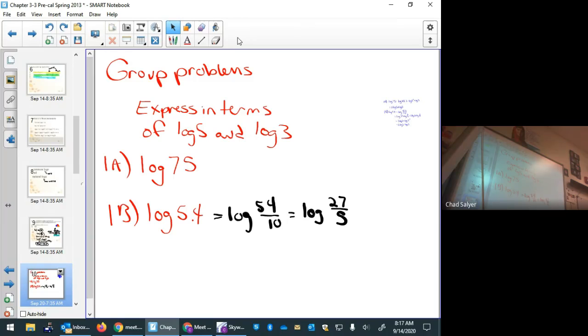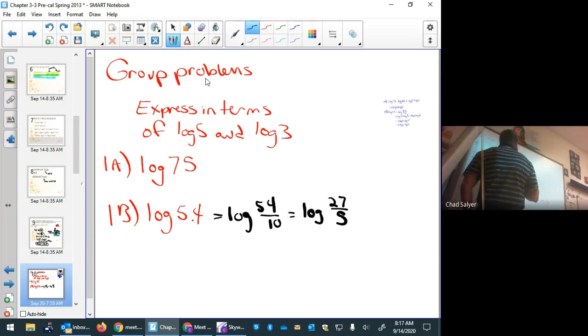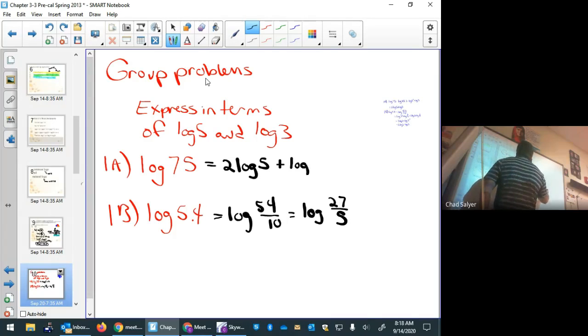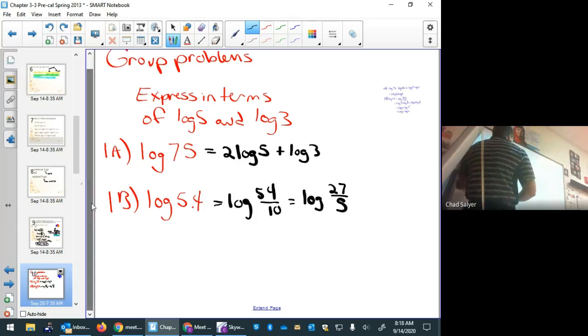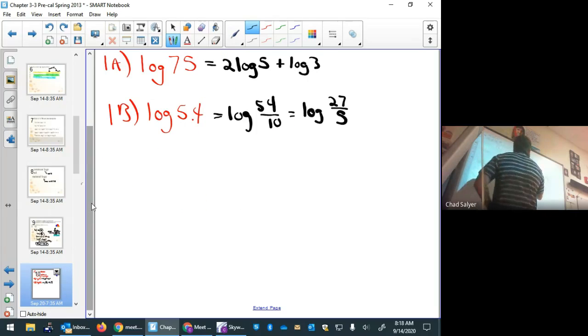All right, so let's talk about this a little bit. Clay, what'd you get for A here? I got 2 log 5 times log 3. It should be plus. Remember that the product property takes a product in the argument and turns it into a sum outside the argument. So it should be a plus sign, but your terms were correct. Good job. And then Colby, what about the second problem here? 3 log 3 minus log 5. Very good.